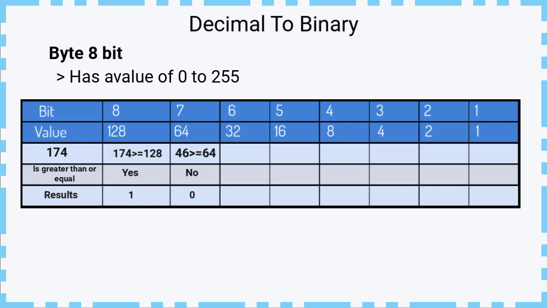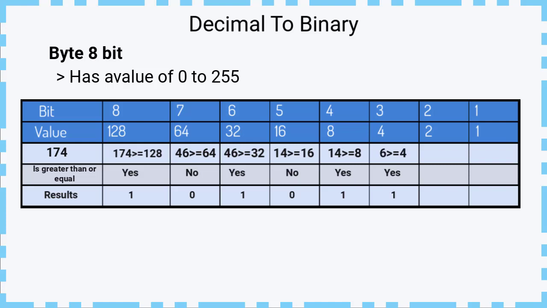I now move 46 to the following column and compare it to its value of 32. 46 is greater than 32, so I place a 1 in this column and subtract 32 from 46 to give me 14. I continue to use the same procedure throughout the table.